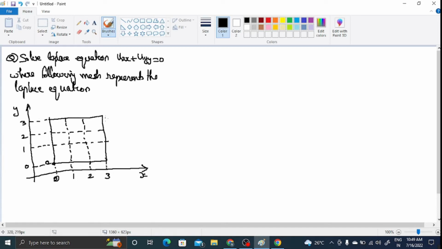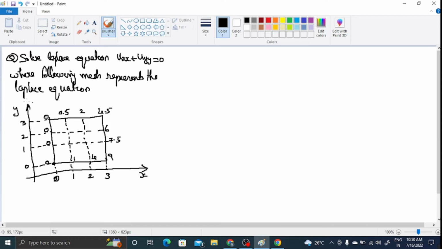Now the boundary values are given. This is 0, this is 0, this value is 0, this value is 0, this value is 1, this value is 4, this value is 9, this value is 0.5, this value is 2, this value is 4.5. Now this value is 7.5, this value is 6. So these are the boundary values. Please note down this question and this mesh.